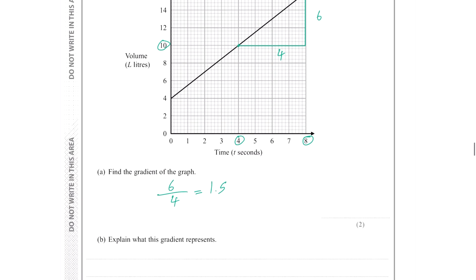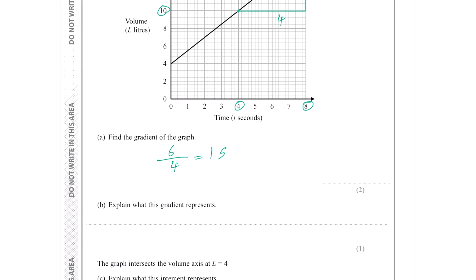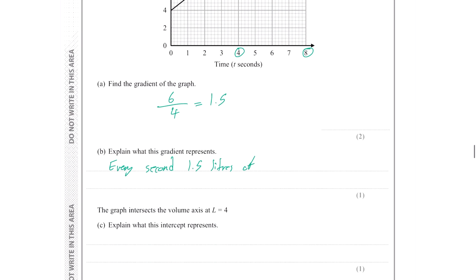So then it says explain what this gradient represents. Well, you can see it's the volume time graph. So it means that every second, 1.5 liters of volume of liquid, yep, 1.5 liters of liquid is added to the container.